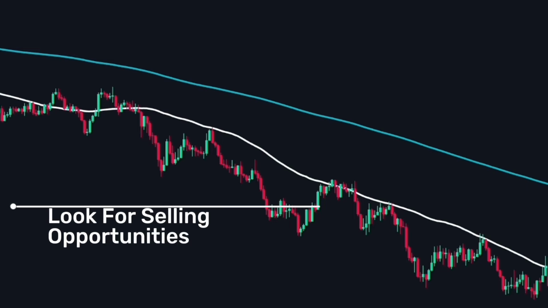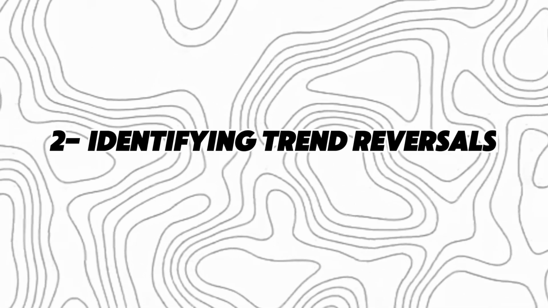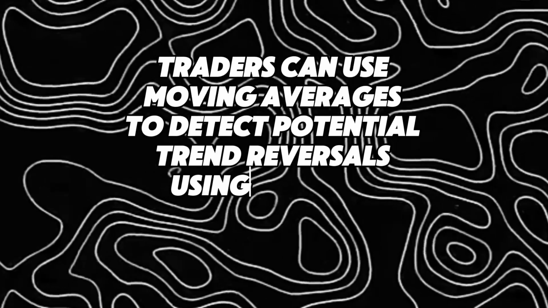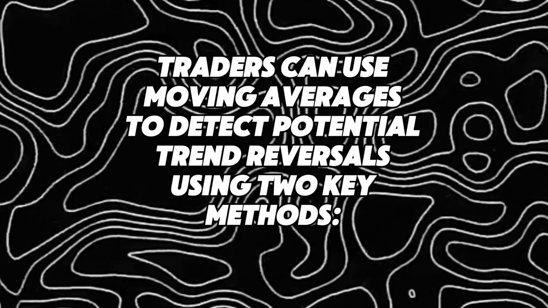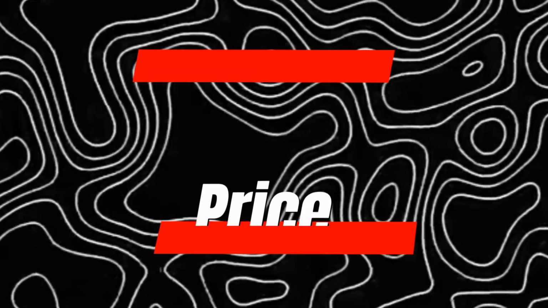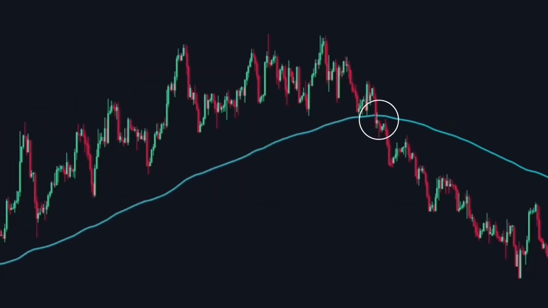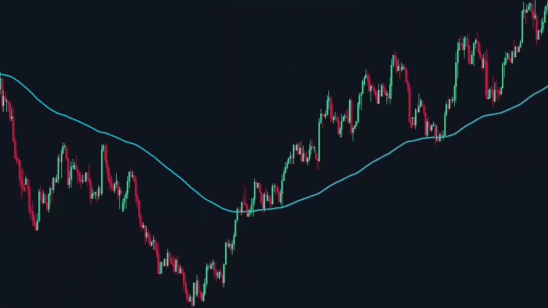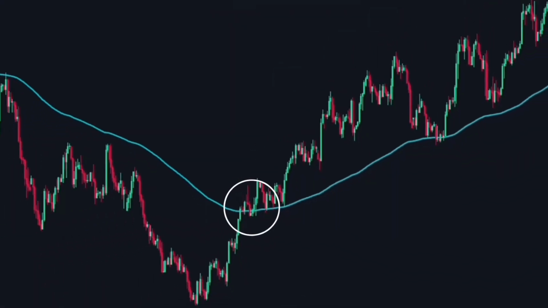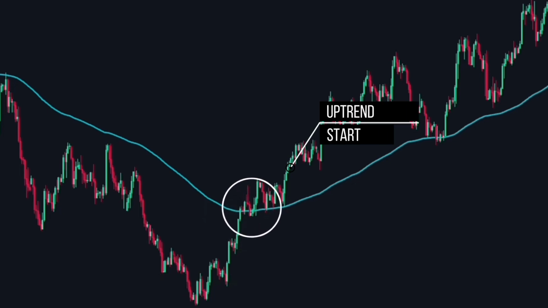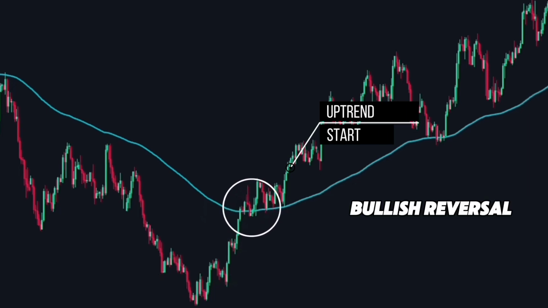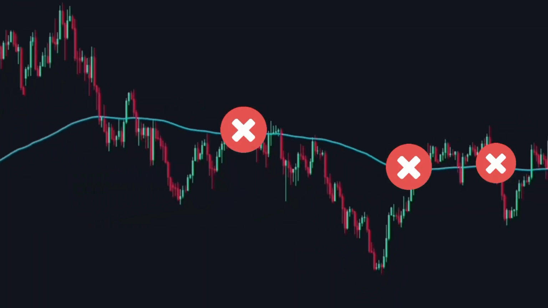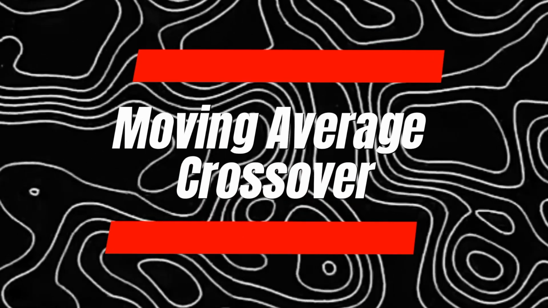Look for selling opportunities. Identifying trend reversals. Traders can use moving averages to detect potential trend reversals using 2 key methods: price crossover. When the price crosses below the moving average, it signals the end of an uptrend and the start of a downtrend, bearish reversal. When the price crosses above the moving average, it signals the end of a downtrend and the start of an uptrend, bullish reversal. However, not all crossovers indicate real trend changes. Many are false signals.